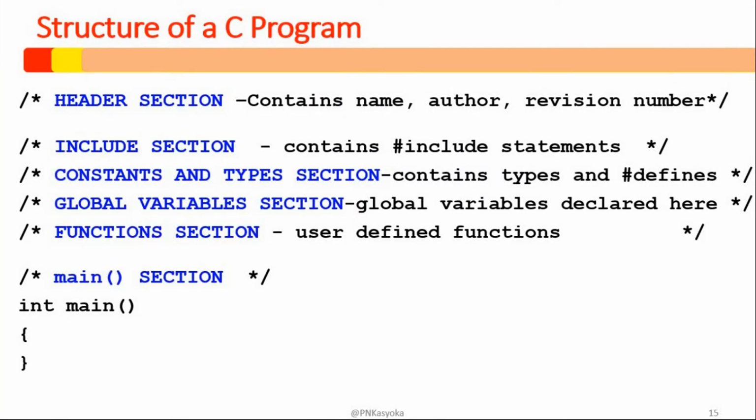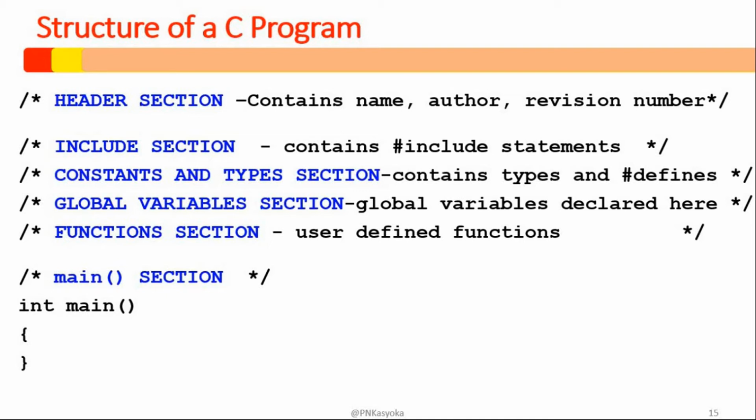Now let's look at the structure of a C program. We have the header section that contains the name, author, and revision version. We have the include section that contains include statements, or if you like, the preprocessors. We have the constant and type section. Here we have the types and the definitions.